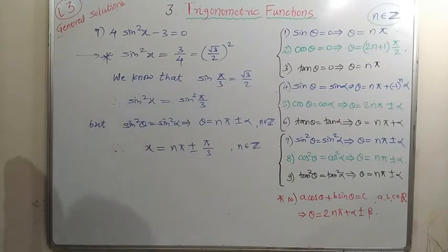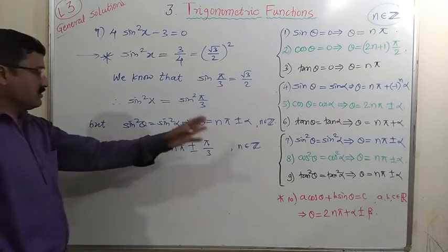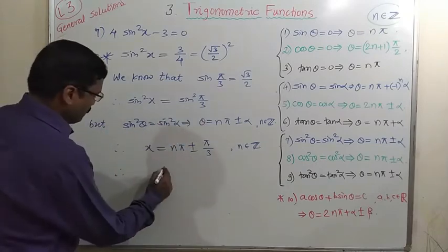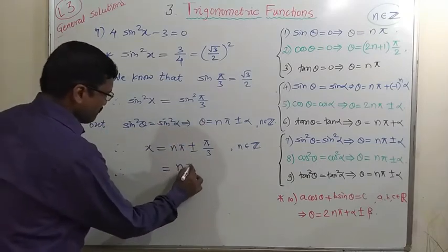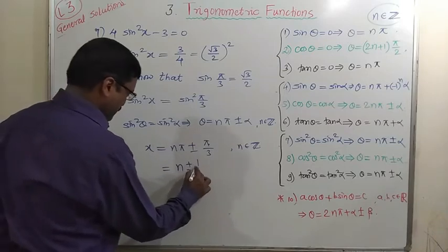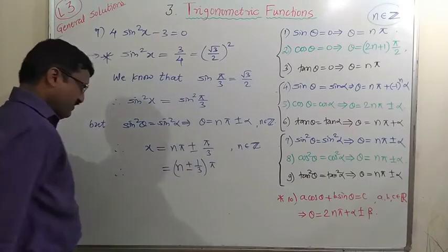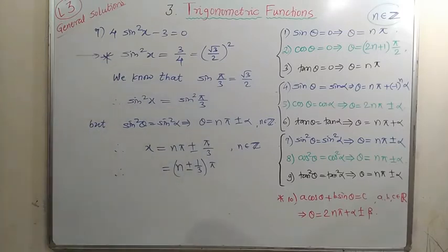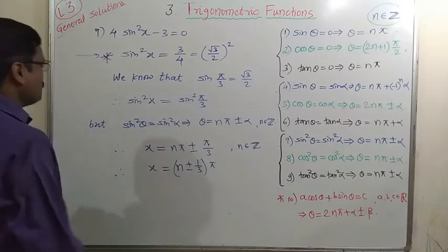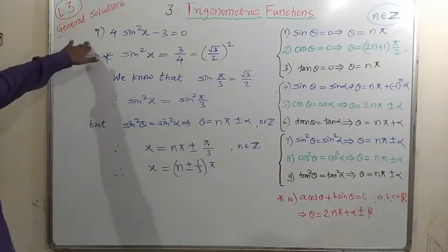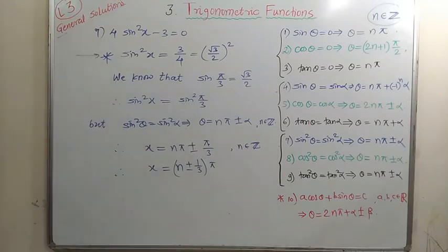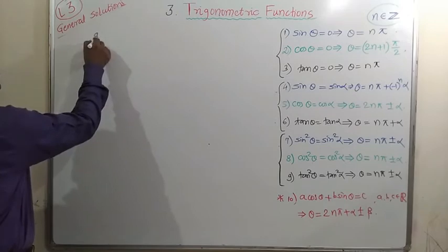So you can take common i also from these two, or you can keep as it is. So it is (n plus minus 1 by 3) into pi. So putting the values of n, we get different solutions of this. So this is the general solution of this example number 7. Example number 9.